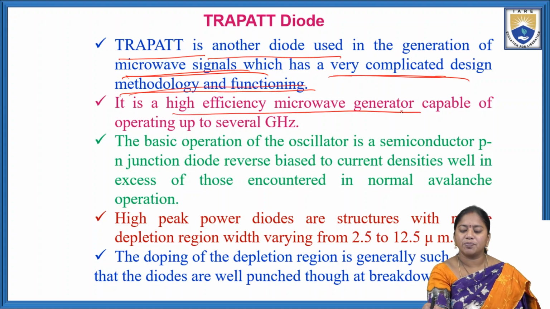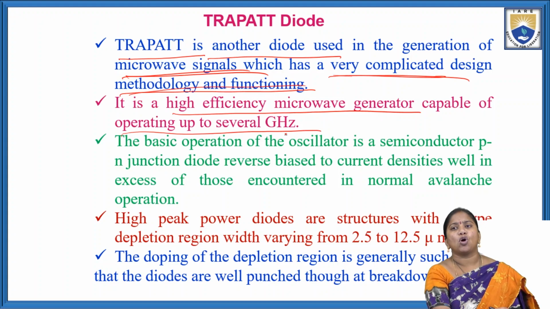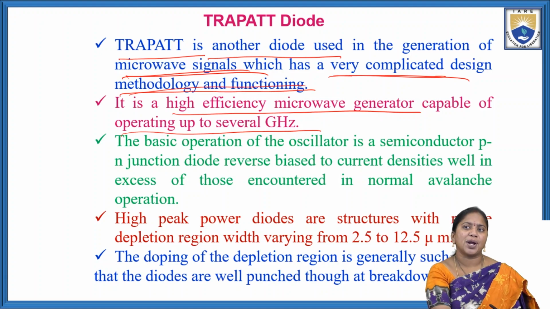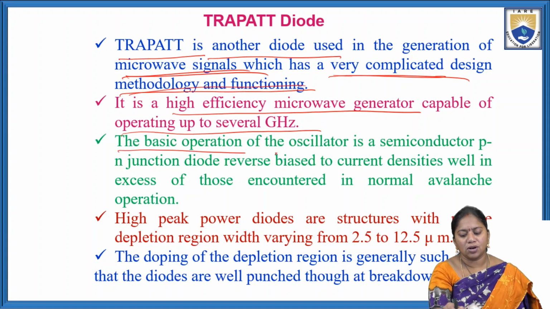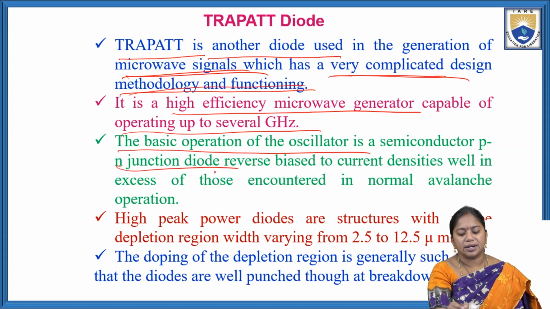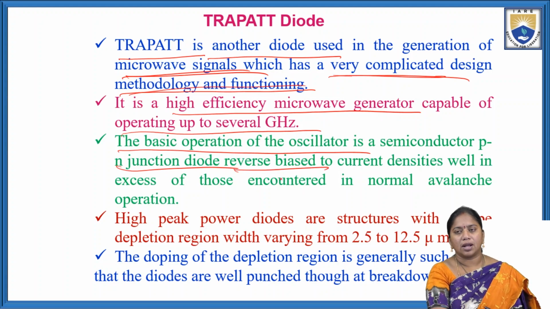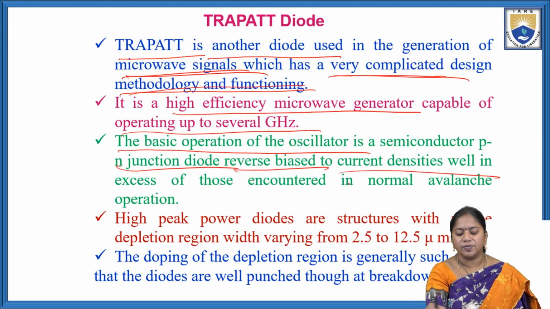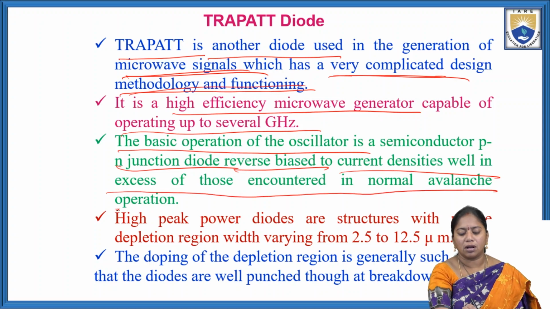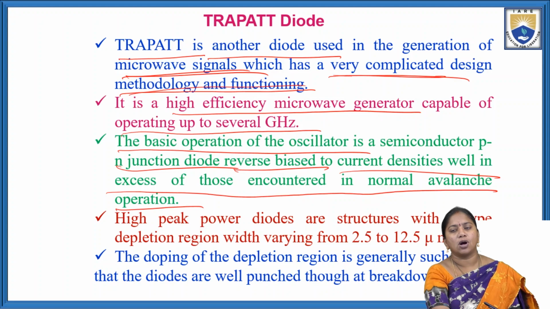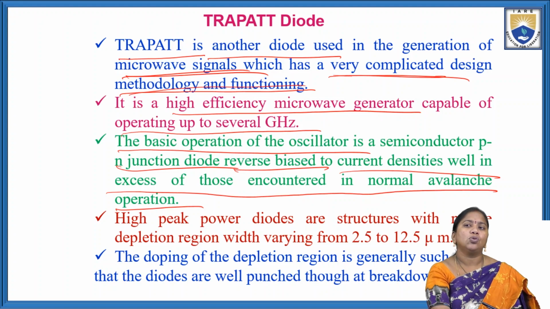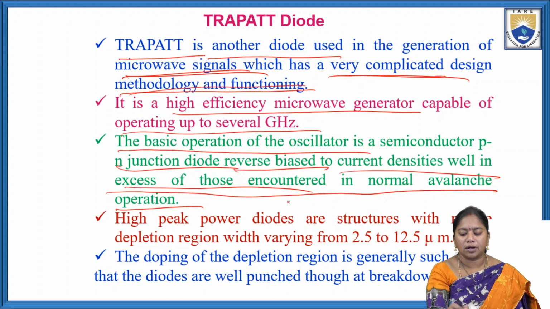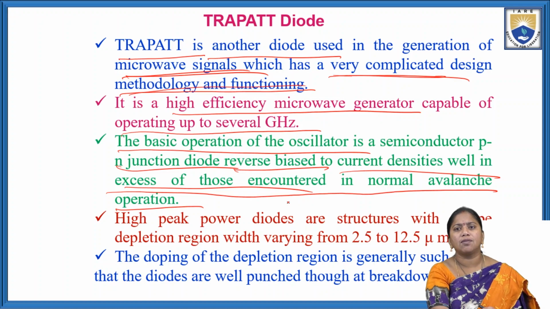It is a high efficiency microwave generator capable of operating at higher frequencies, that is, several gigahertz. The basic operation of the oscillator is a semiconductor PN junction diode in reverse bias, to current densities well in excess of those encountered in the normal avalanche operations.